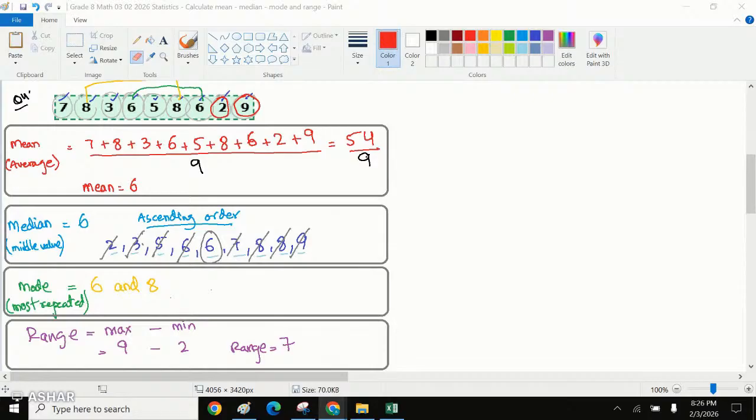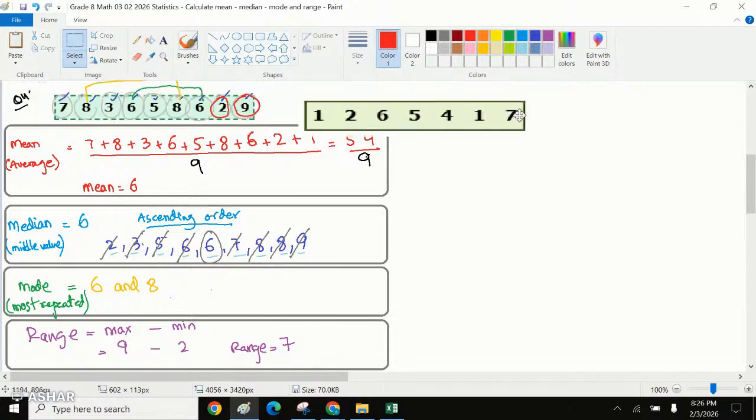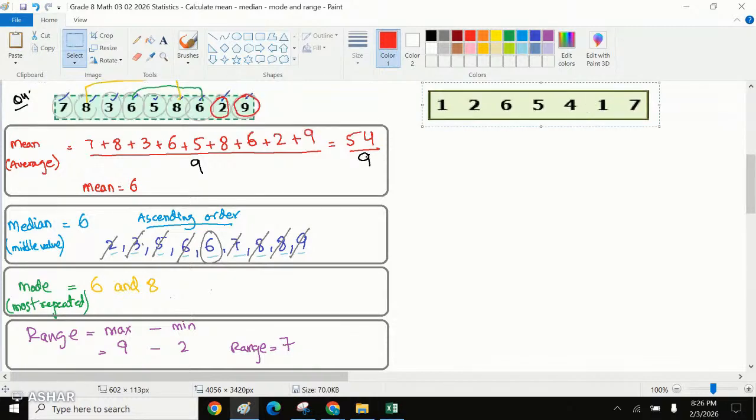Because the original question says just find the range. Just doing a question just to find a range would be meaningless, right? So let's try doing this question number 5, and let's try to find all 4 possibilities.